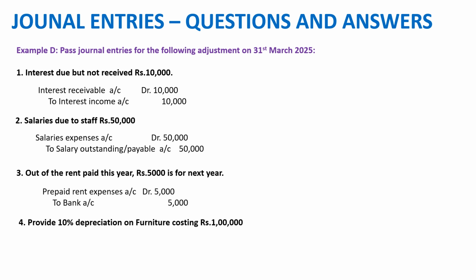Next transaction. Provide 10% depreciation on furniture costing 1 lakh. So what is depreciation? Wear and tear. It is a loss, so it will be debited. Furniture value will come down by 10% because there is depreciation on furniture. So what is the entry here? Depreciation account debited 10,000 to furniture 10,000.